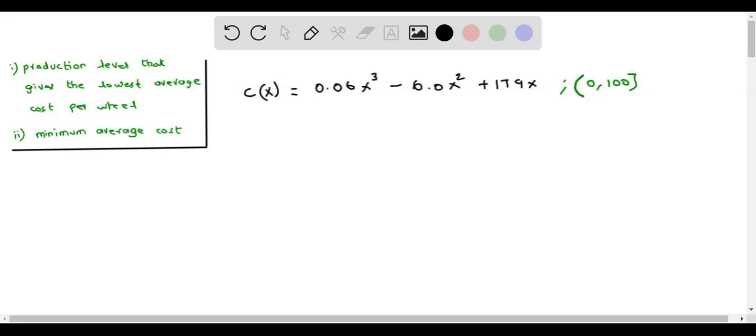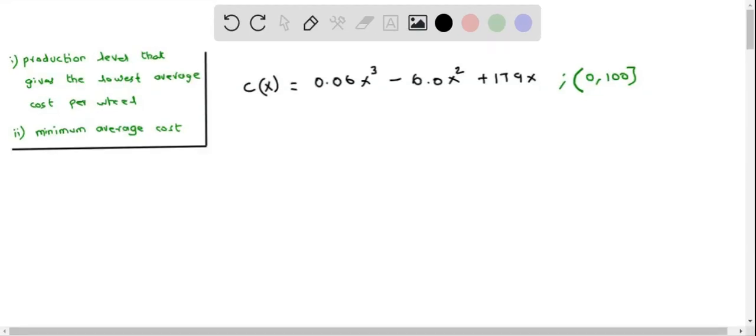In this question, we are given the function c of x, which represents the daily cost to produce x high performance wheels. The maximum number of wheels that can be produced on a given day is 100, and we should answer these two questions. That is, in the first part, we determine the production level that gives the lowest average cost per wheel, and in the second part, we should determine the minimum average cost. So let's see how to answer these two questions.